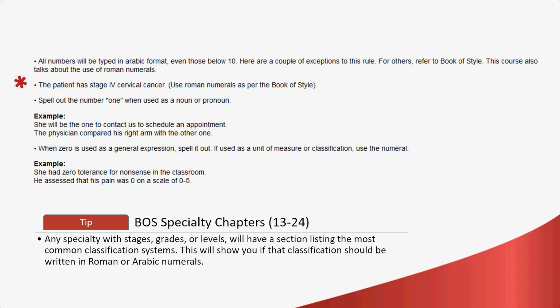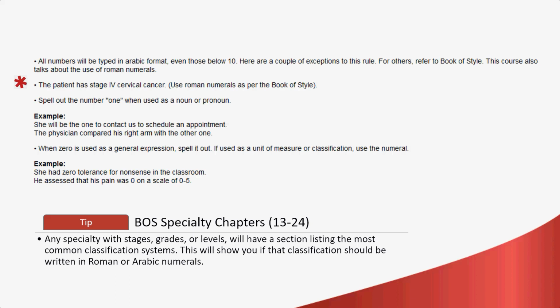Okay? Okay, so going back to the rules here. Spell out number 1 when used as a noun or a pronoun. So if it's being used as an amount, you're going to use the numeral 1. But if it's being used as a noun or a pronoun, you're going to write it out. So she will be the one to contact us to schedule an appointment. It's being used as the pronoun there, so we write it out. The physician compared his right arm to the other one.